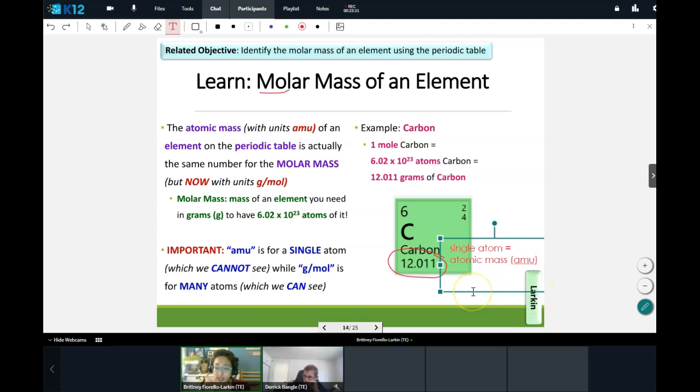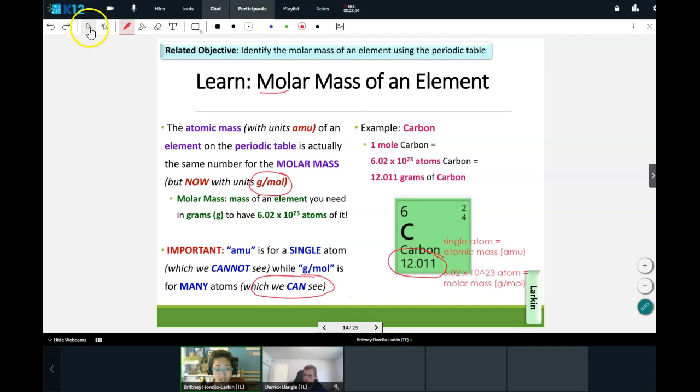However, this number is actually the same exact number for the molar mass. And molar mass is for many atoms, specifically a mole of atoms, which is 6.02 times 10 to the 23rd atoms. That is going to be our molar mass. The new units for this will be grams per mole. All right, so right here you can see now it has different units, grams per mole. Now, 12 grams of carbon for a mole, or 6.02 times 10 to the 23rd atoms of carbon, that is an amount that we can actually see. That's a lot of atoms, right? 602 sextillion atoms of carbon equaling 12 grams of carbon. That's an actual amount that you can hold in your hand.